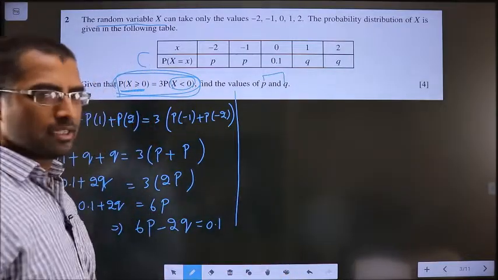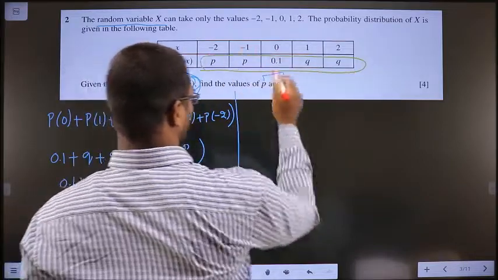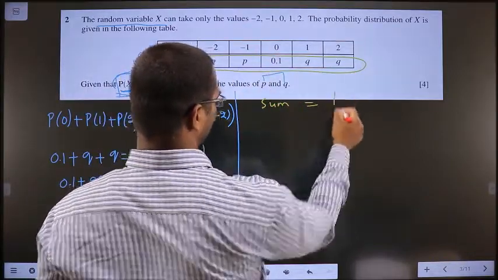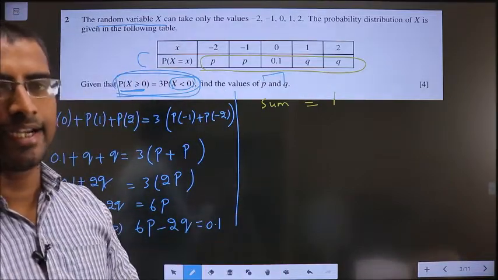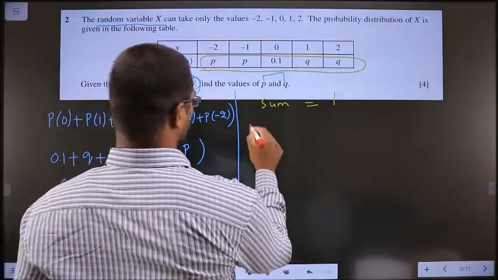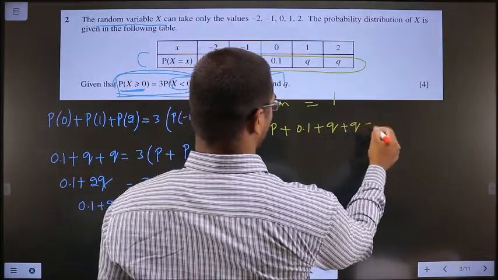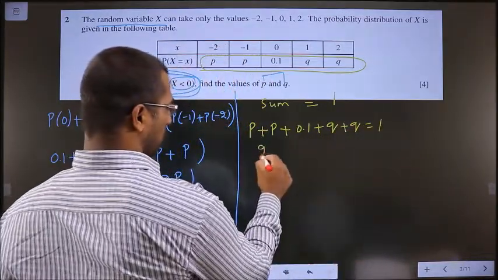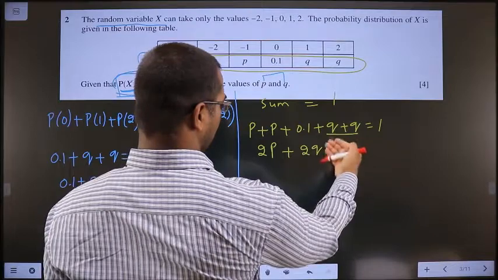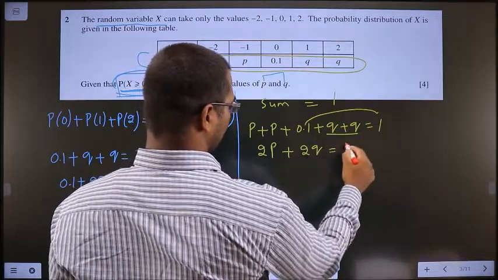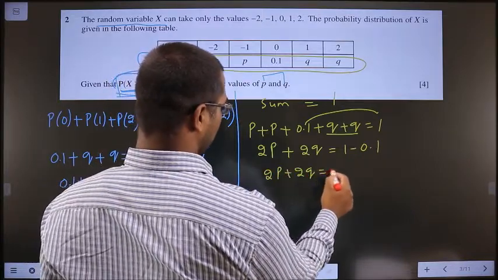To get the second equation, what I will make use of is that the sum of all the probabilities has to be 1. Sum of all the probabilities equal to 1. Make use of this statement to get the second equation. So that is p plus p plus 0.1 plus q plus q is equal to 1. That is 2p and 2q. I am taking this 0.1 to the other side. So this will result in 2p plus 2q is equal to 0.9.